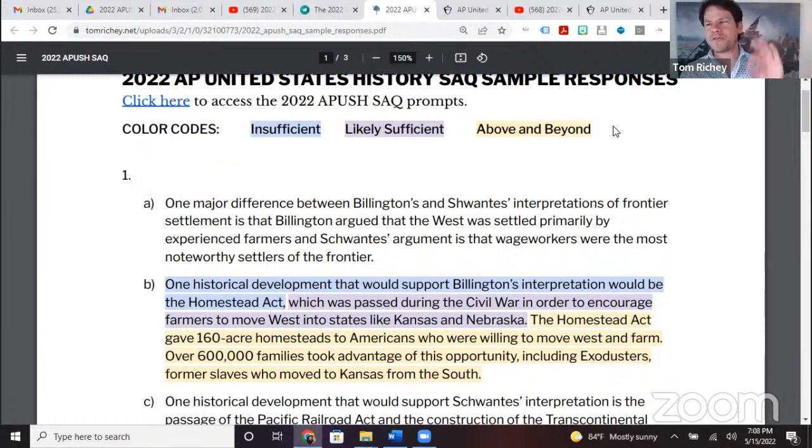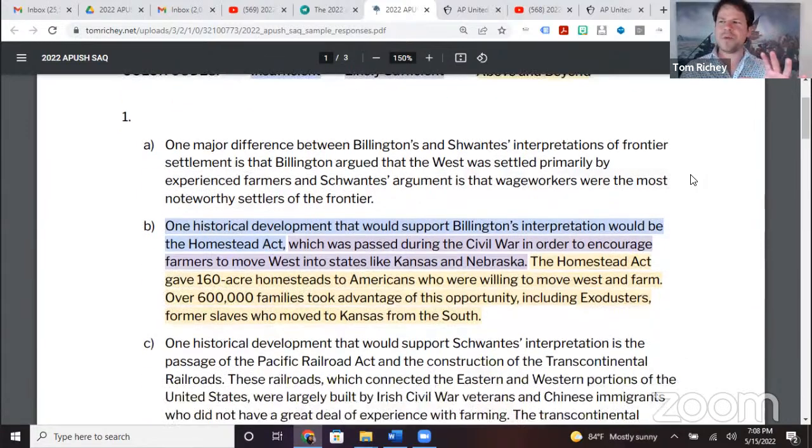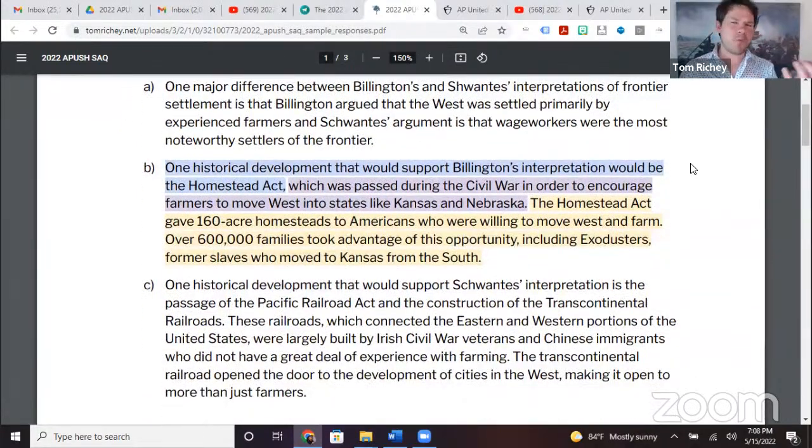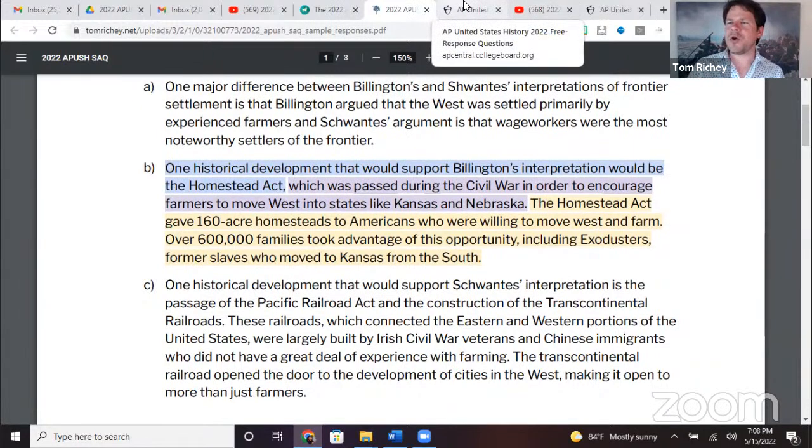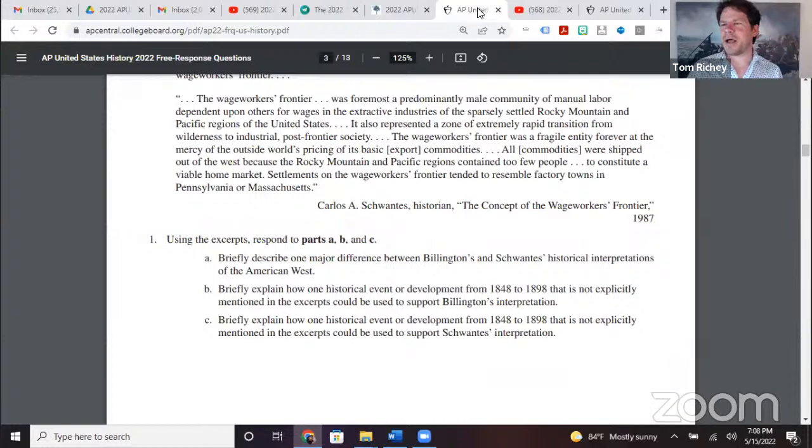But I always train students to go above and beyond, okay? So why stop at what you think is likely sufficient? I go to the part that I think is likely sufficient, and then I add another sentence that gets even more detailed. This is always in the same kind of format, where you have to think about what is the difference in their interpretations.